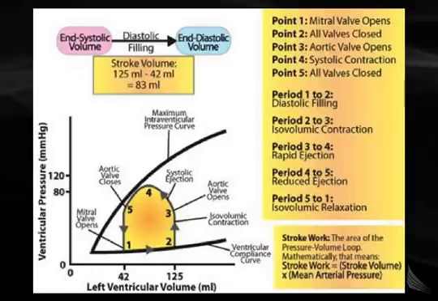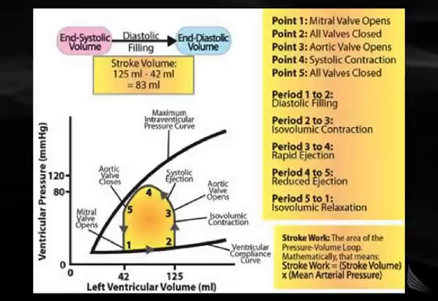Remember that going from an end systolic volume to an end diastolic volume requires diastolic filling. The difference between end diastolic volume and end systolic volume is your stroke volume. Starting at point 1, which is the opening of the mitral valve, you have the beginning of diastole. Diastolic filling occurs from point 1 to point 2 as left ventricular volume on the x-axis increases from 42 to 125.